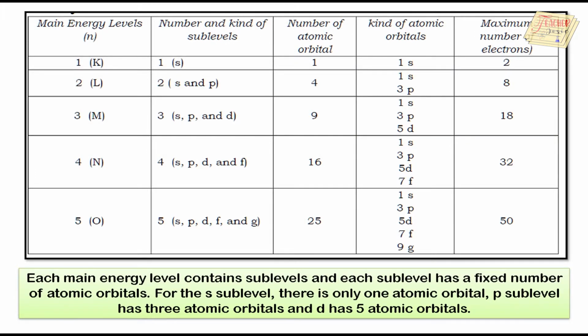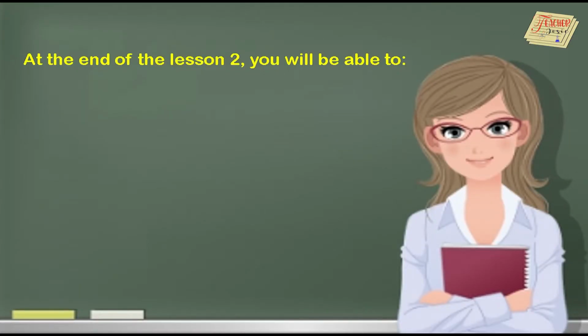Each main energy level contains sub-levels, and each sub-level has a fixed number of atomic orbitals. For the s sub-level, there is only one atomic orbital. The p sub-level has 3 atomic orbitals, and d has 5 atomic orbitals. Let's proceed to lesson 2.